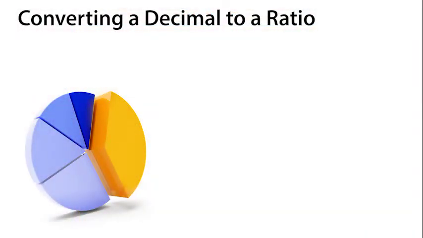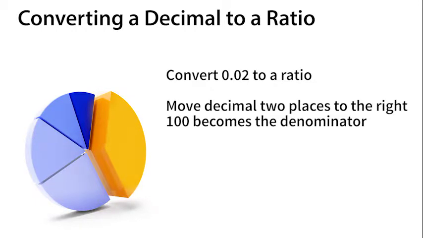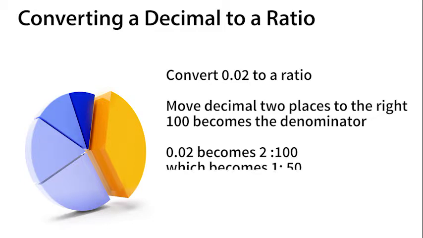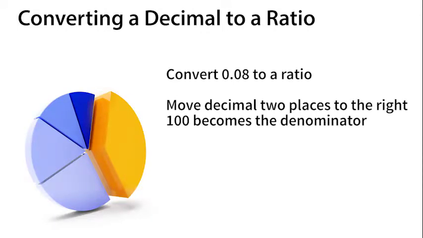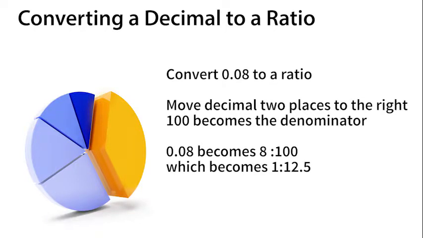Let's look at a couple other examples. If we take 0.02 to a ratio, it follows the same rule. We move the decimal 2 places to the right. We add 100 to become the denominator, and 0.02 will become 2 over 100. And if we're reducing, that will become 1 over 50. If we take 0.08 as a ratio, our decimal goes 2 places right. We add 100 to become the denominator, and 0.08 will become 8 over 100, which if we reduce it to lowest terms will become 1 over 12.5.